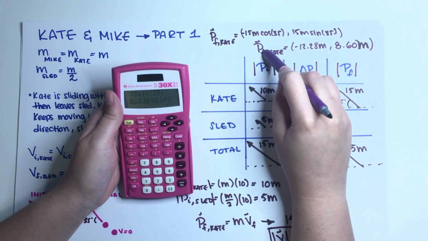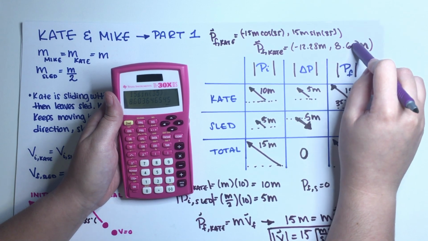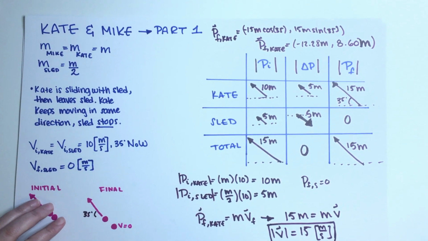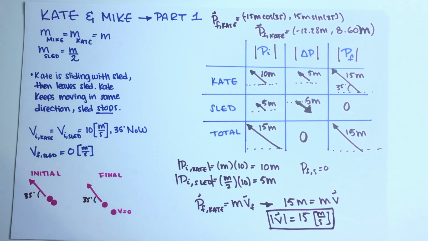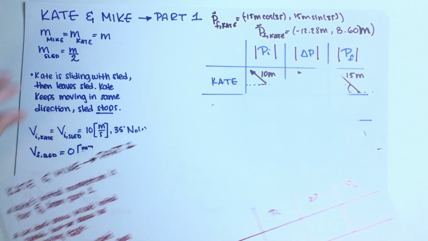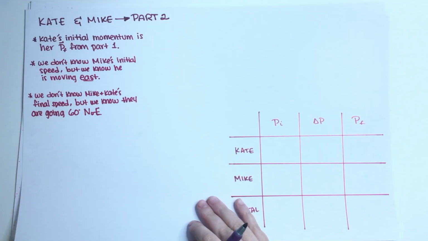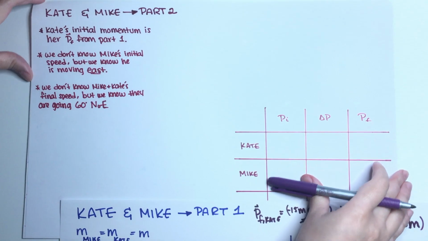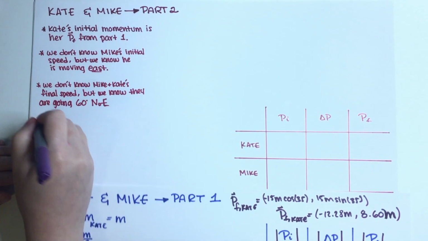So this is her final momentum in X and Y components, and this is going to be useful going into part B. So this is the end of part A, so let's just go ahead and move to part B. As you can see, I have a separate piece of paper for part B. The only thing that I'm going to copy right now is Kate's final momentum.